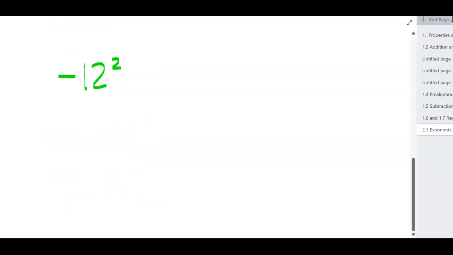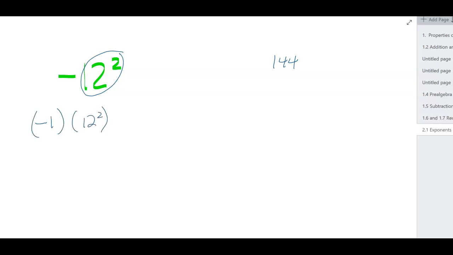Another big problem in algebra is that students will say, oh, a negative times a negative, that's going to be positive. And they'll think that this is positive 144. But without the use of parentheses, I have to do this first. Putting a negative in front of a number is the same as saying I'm multiplying this by negative 1. This could be expressed like this, and it would be correct. And you do this 12 squared first, which is 144, and then you have to make it negative. It's negative 144.